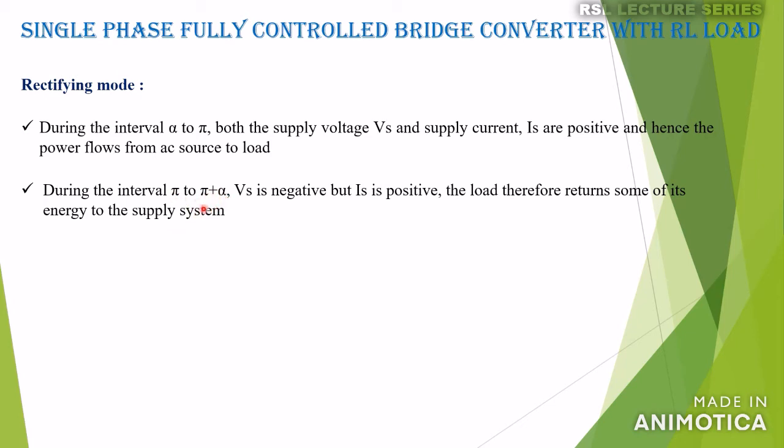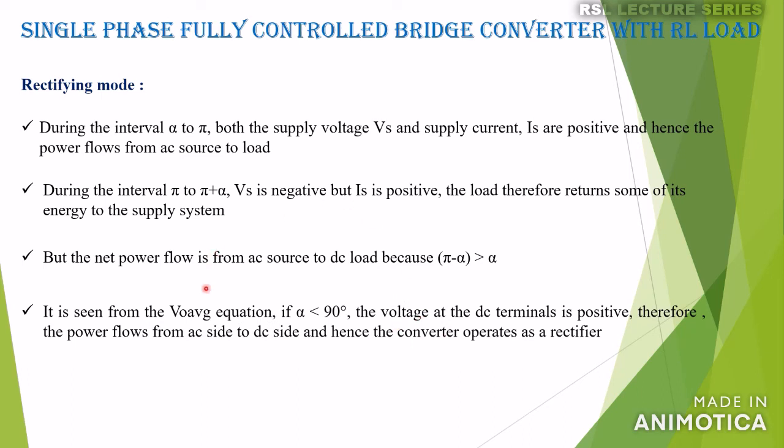But during this interval pi to pi plus alpha, the supply voltage becomes negative, while the supply current remains positive. Because the supply current flows from the terminal P to N, the load returns some of its energy to the supply system. Here the power flow is considered as flowing from AC to DC load because pi minus alpha is greater than alpha value. So in this case the power flows from source to load.